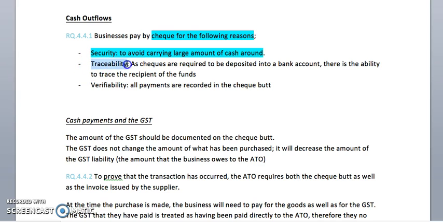Traceability. If we're thinking about source documents, the ability to then trace that back to what's actually happened, what's been paid, who's it been paid to, etc. And verifiability. All payments are recorded in the check butt, so we're able to verify what's actually happened.